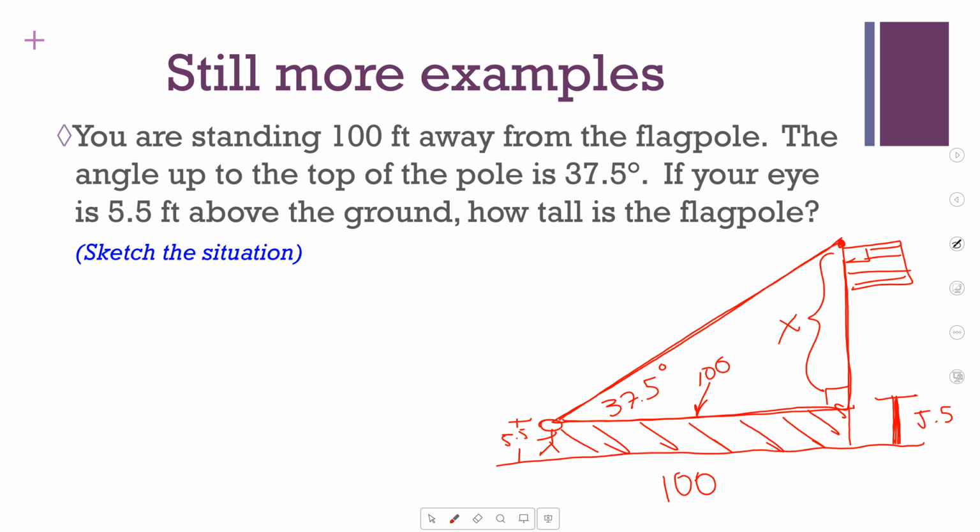I'm not sure. TJ? What equation would I set up using the tangent? I'll get you started. Tangent. Hold on, tangent of what? We need to take a trigonometric value for an angle measure. 37.5 equals x over 100 or 100 over x? X over 100. Solve for x, please.